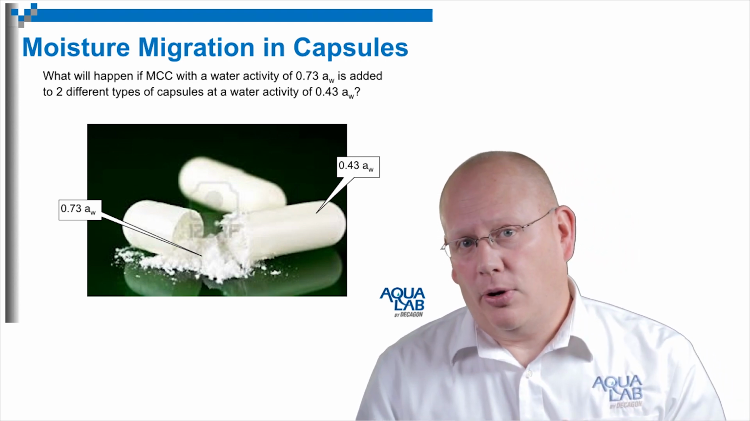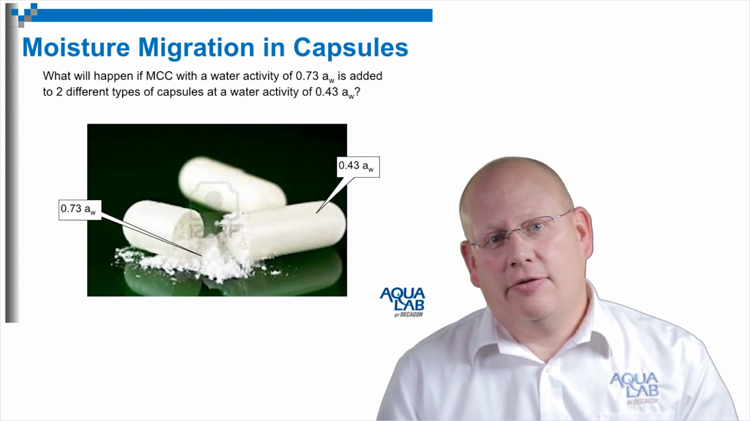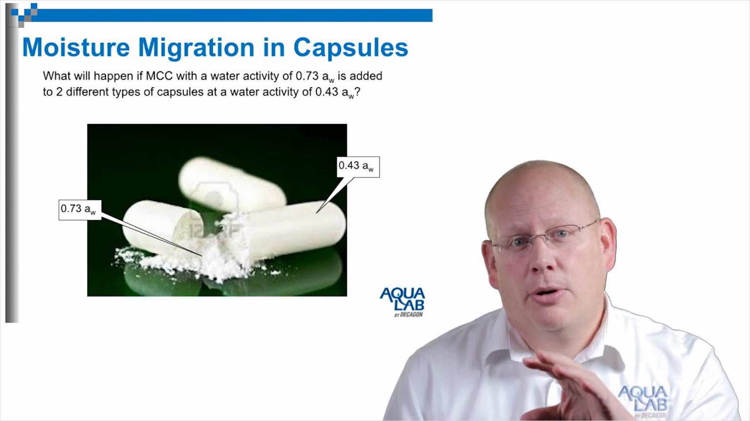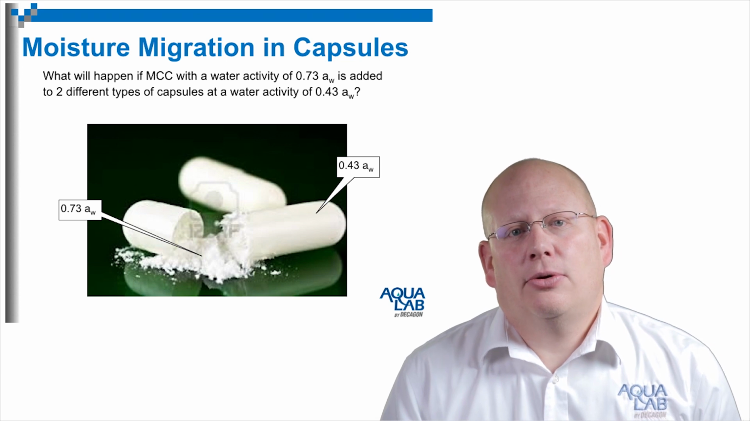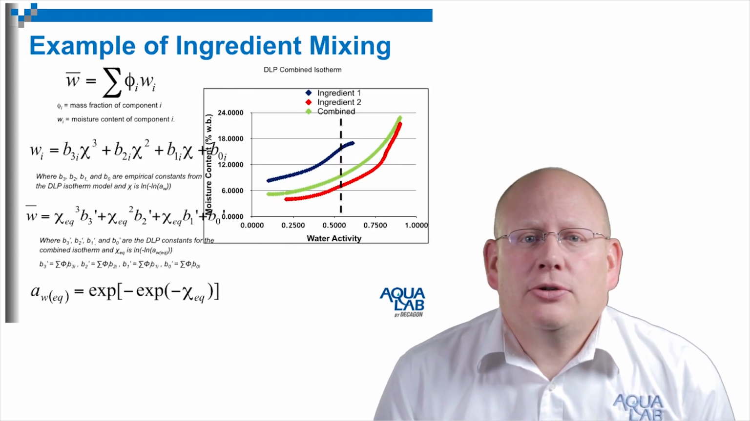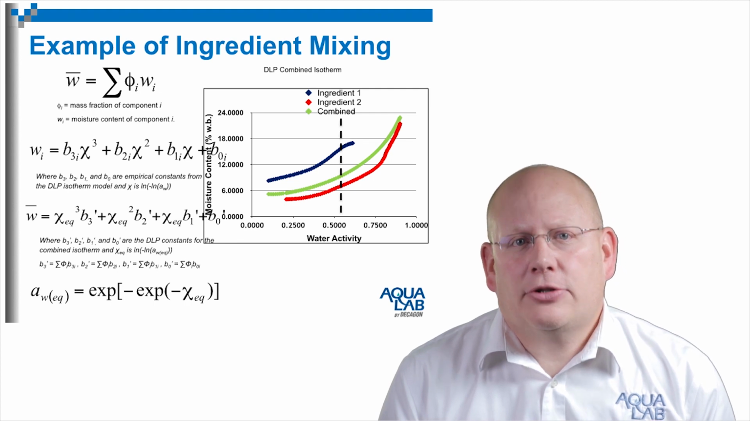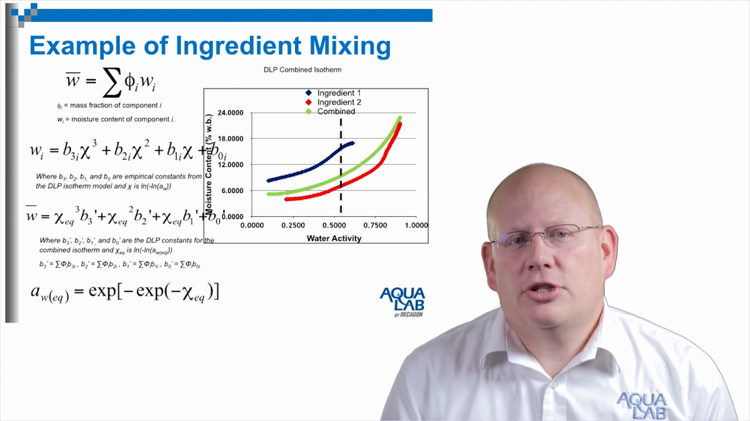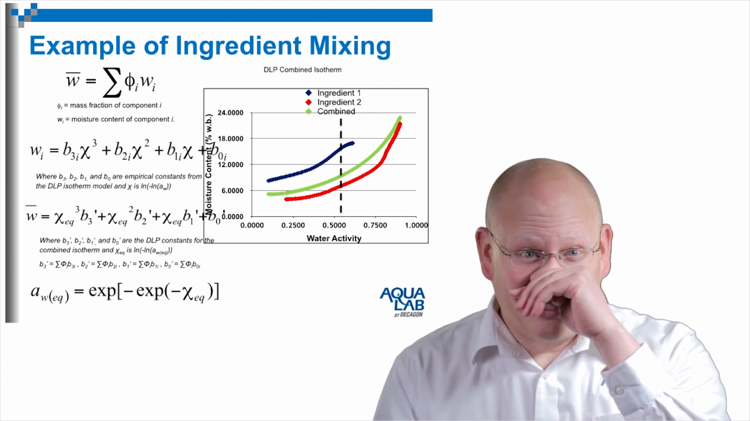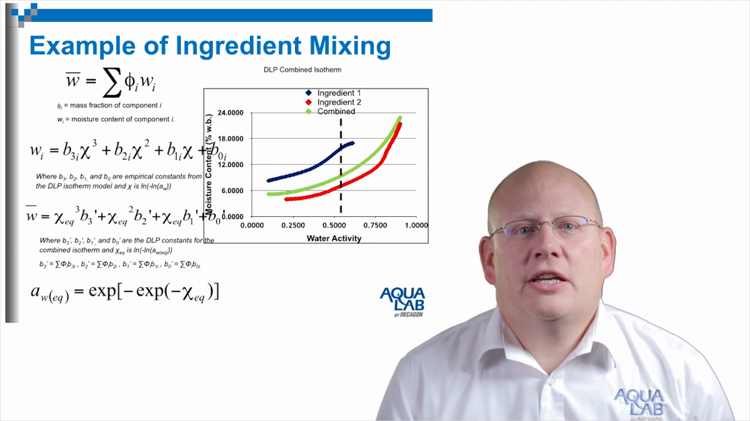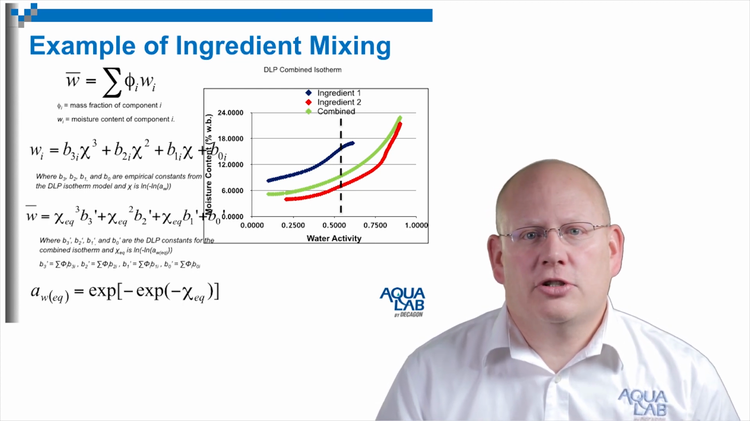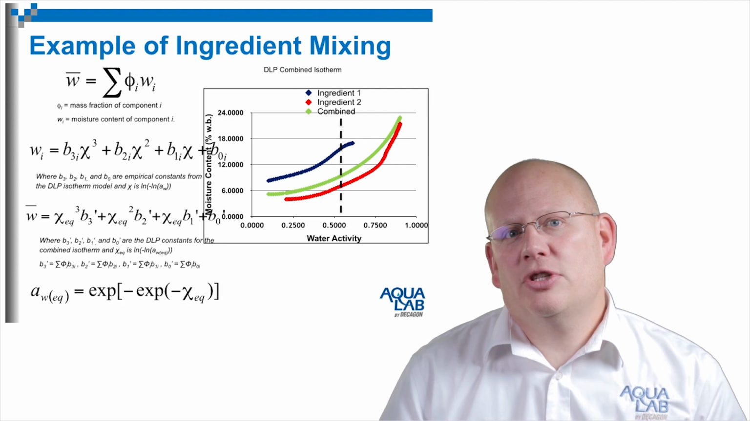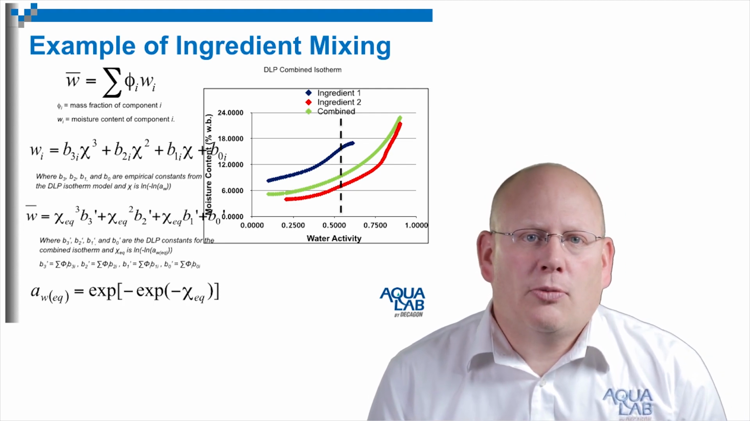The answer is not the midpoint or the average between the initial water activities of the two ingredients, because it's dependent upon the moisture absorption properties of each of the individual components, the capsule as well as the ingredient inside. So the way that we do this is that we model it by doing what's called a combined isotherm method, where we can look at the combined moisture content of the ingredients, and then using modeling techniques of the individual isotherms for each of the ingredients, we can create what's called a combined isotherm, or the coefficients for an isotherm that combines the properties of the two different isotherms, and then use the information from that to figure out what the equilibrium water activity is.